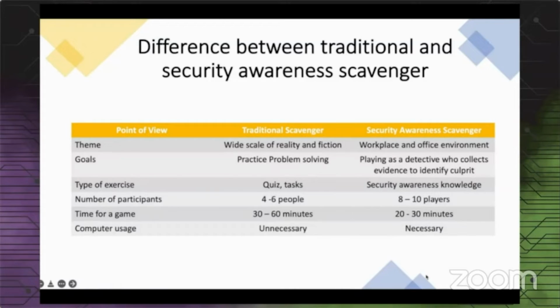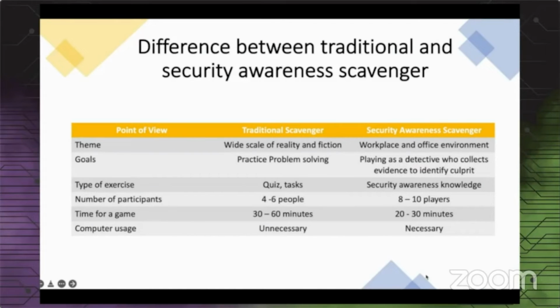We are trying to create exercises related to increasing the knowledge of cybersecurity. And the number of participants is between 8 and 10, and in some cases more than that. What I have noticed is, the more players are in the scavenger hunt, the more excited people are to play. There is more discussion. They are trying to argue. They are trying to prove themselves, whether the concept they're talking about is right or wrong. And usually we don't make it more than 30 minutes.